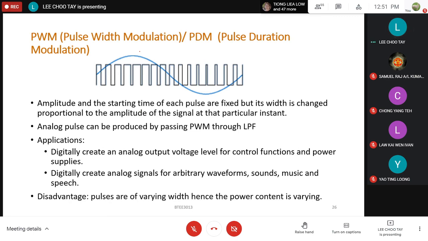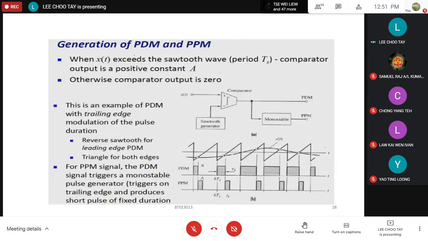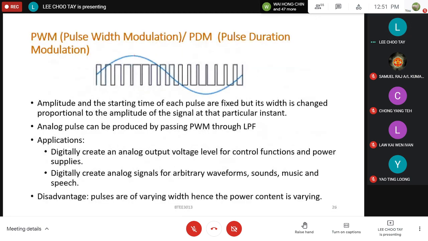Okay, I have about 7 minutes left. Shall I proceed or shall I continue? Let me think. Is it okay if I proceed? I'll just quickly go through the rest of the slides.